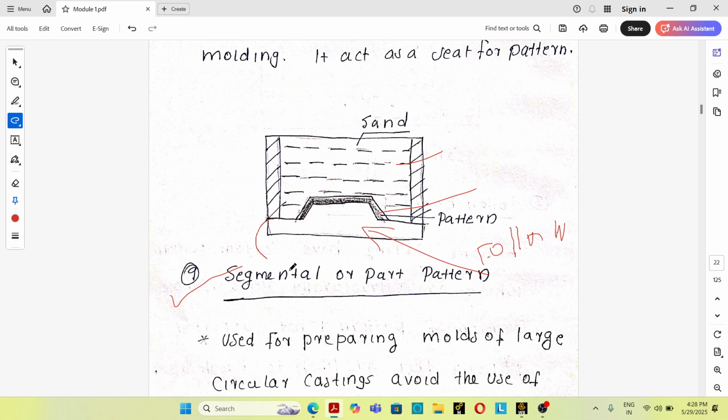What is meant by a follow board pattern? If the pattern is very thin, during the ramming process there is a chance that the pattern will break. So in order to avoid that problem, the pattern is supported from the bottom by a wooden board known as a follow board. In that case, the pattern is known as a follow board pattern. We use a follow board pattern where the thickness of the pattern is very small. During ramming, there is a chance that the pattern will break, so the pattern is supported from the bottom by a wooden board. Okay.